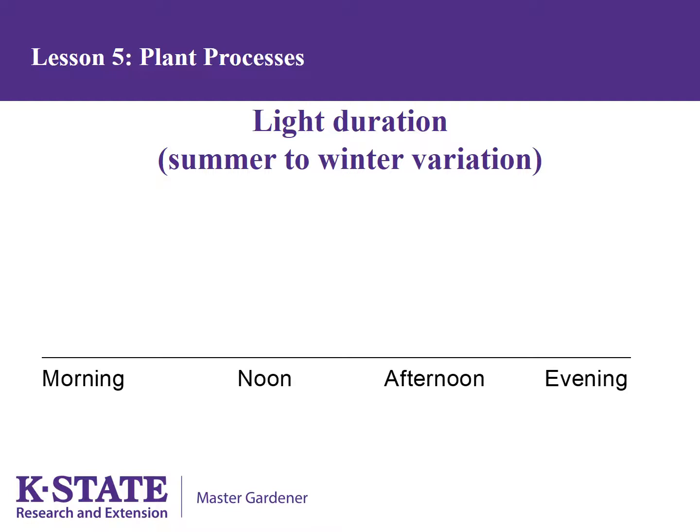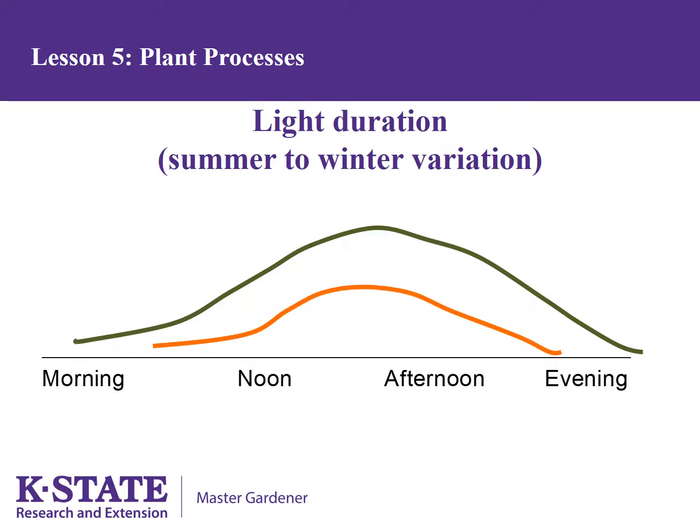Not only is intensity much less, but the number of hours of daylight is also much less. In Manhattan, our longest day of the year is 14 hours and 44 minutes, and our shortest day is 9 hours, 15 minutes. That is a difference of 5 hours and 28 minutes. There just isn't enough light energy to grow plants well.